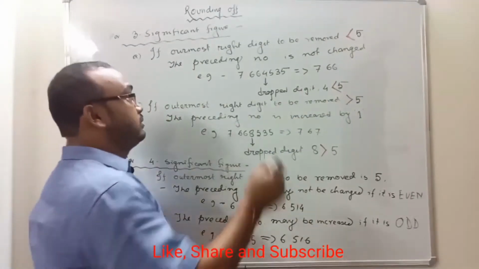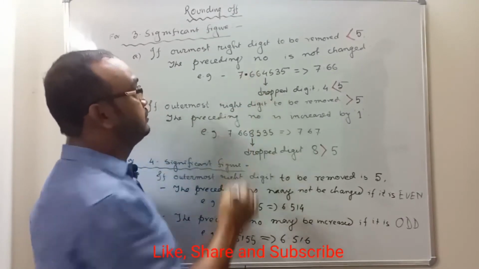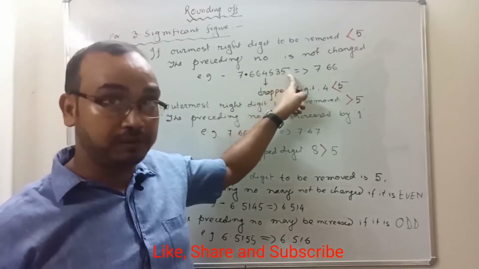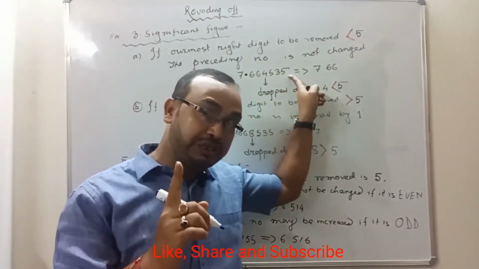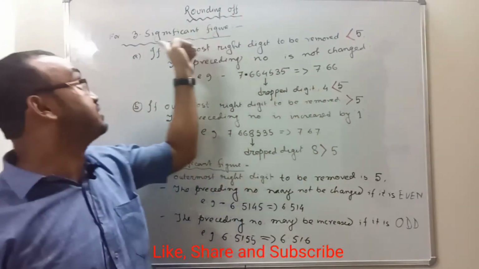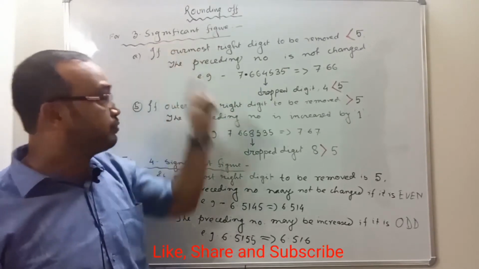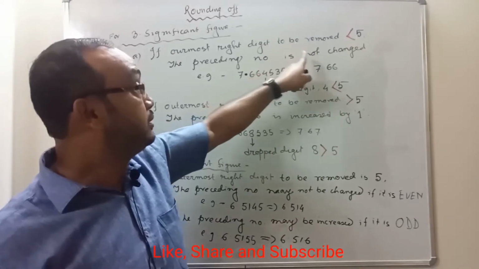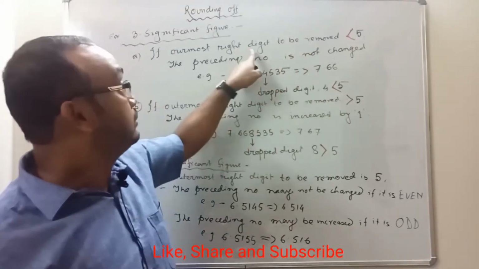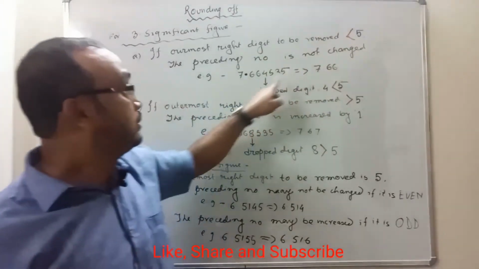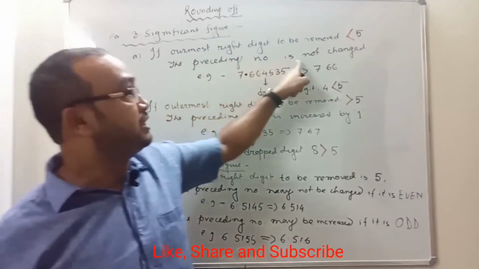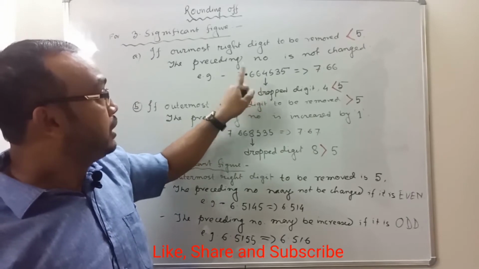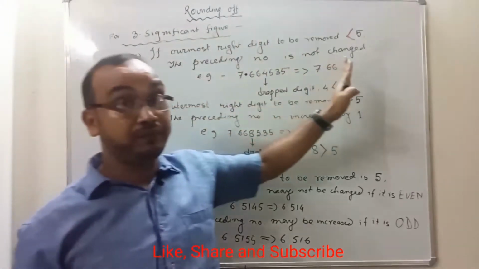say here 7.6645535, how many significant figures will be there? 3 significant figures will be there. So if it is like this, then what will happen? If it is less than 5, the preceding number is not changed. Here we will take up to 3 significant figures.